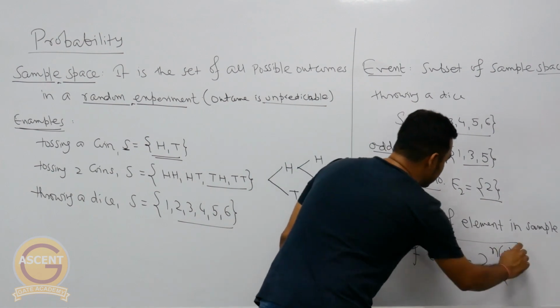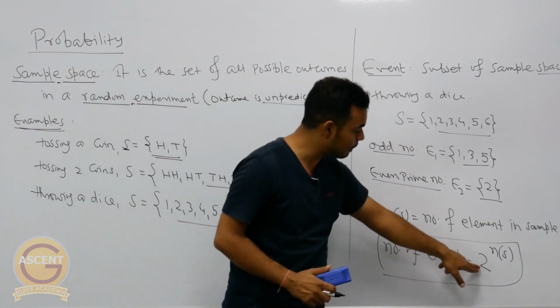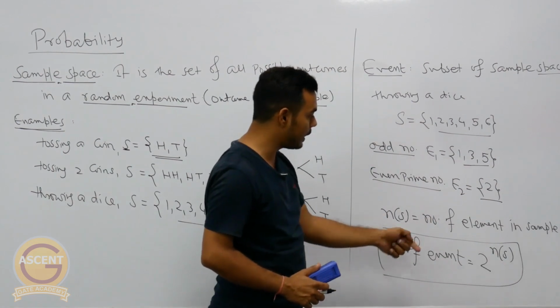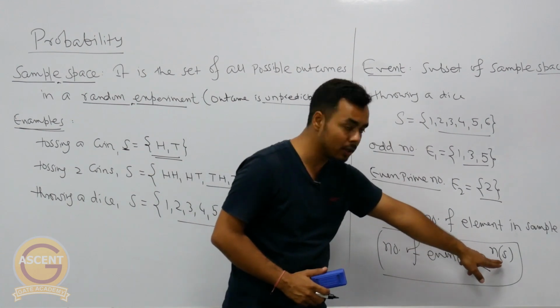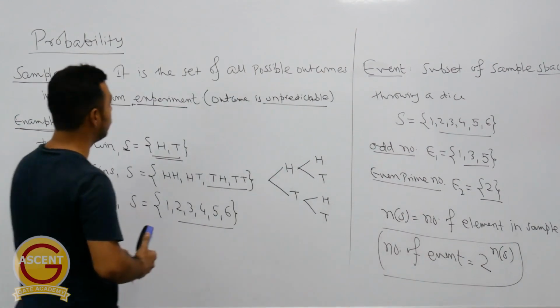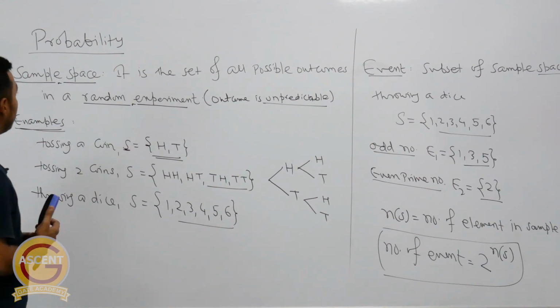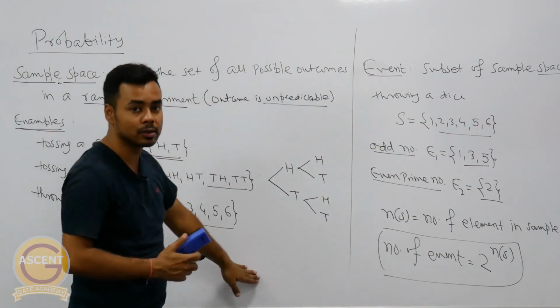Okay. This is a very standard formula. The number of subsets of any given set is 2 to the power number of elements in that set. So if a set has NS number of elements, then the number of subsets will be 2 to the power NS, and this subset is nothing but an event. So these are the two basic terms. Now we can define probability. So after this we'll see what the definition of probability is.